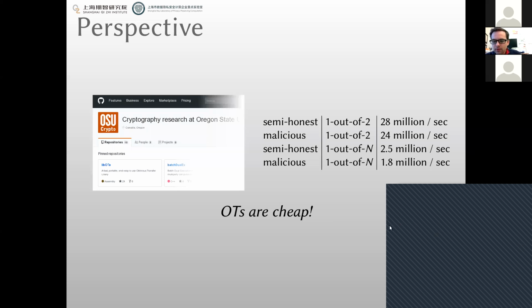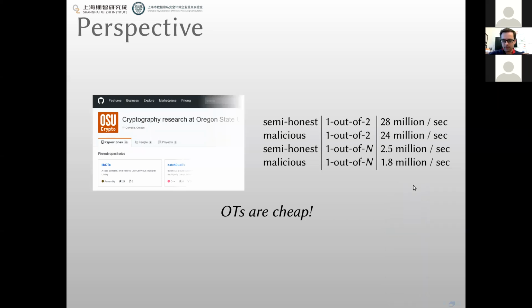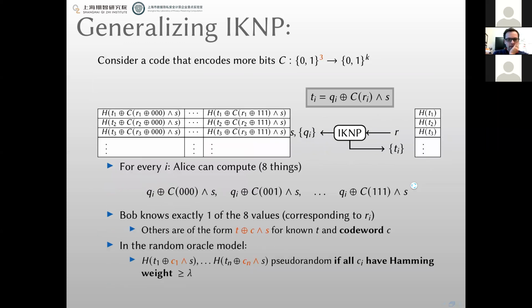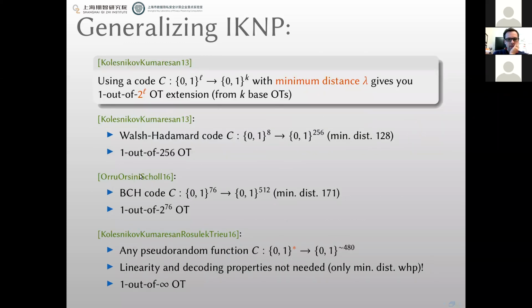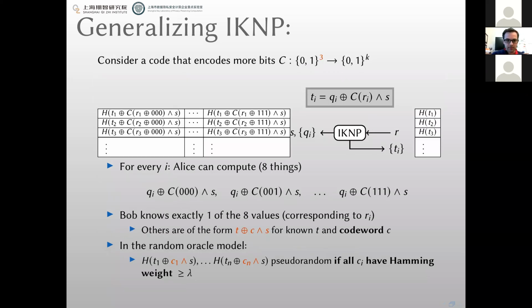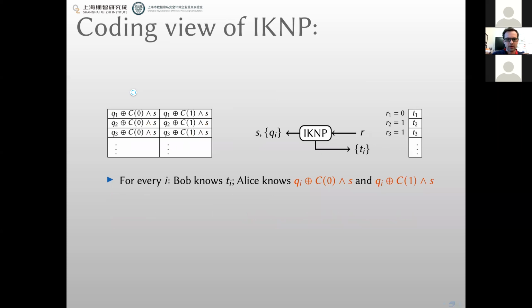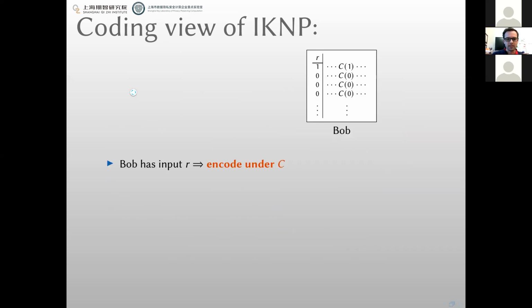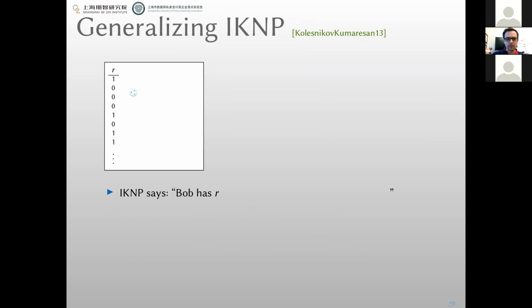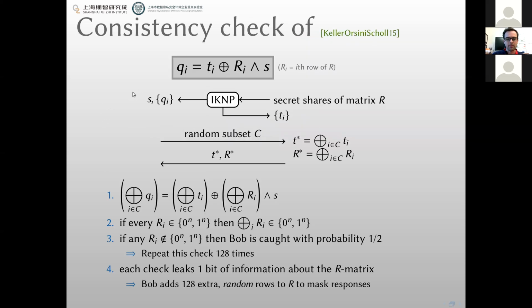Does this 1 out of 2 to the n OT still resist Bob's malicious attack? Yes, good question. I showed this generalization, 1 out of 2 to the n OT. This is a great question. I just showed how to generalize IKNP. I didn't show how to generalize this consistency check from Keller, Orsini, and Scholl.